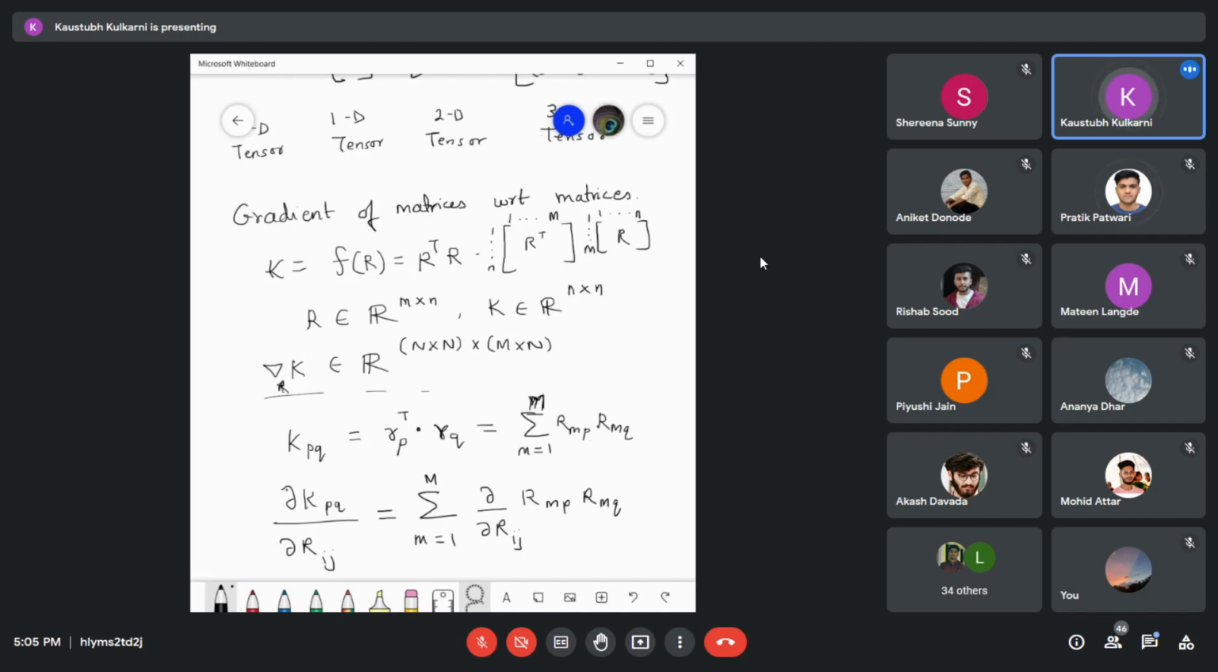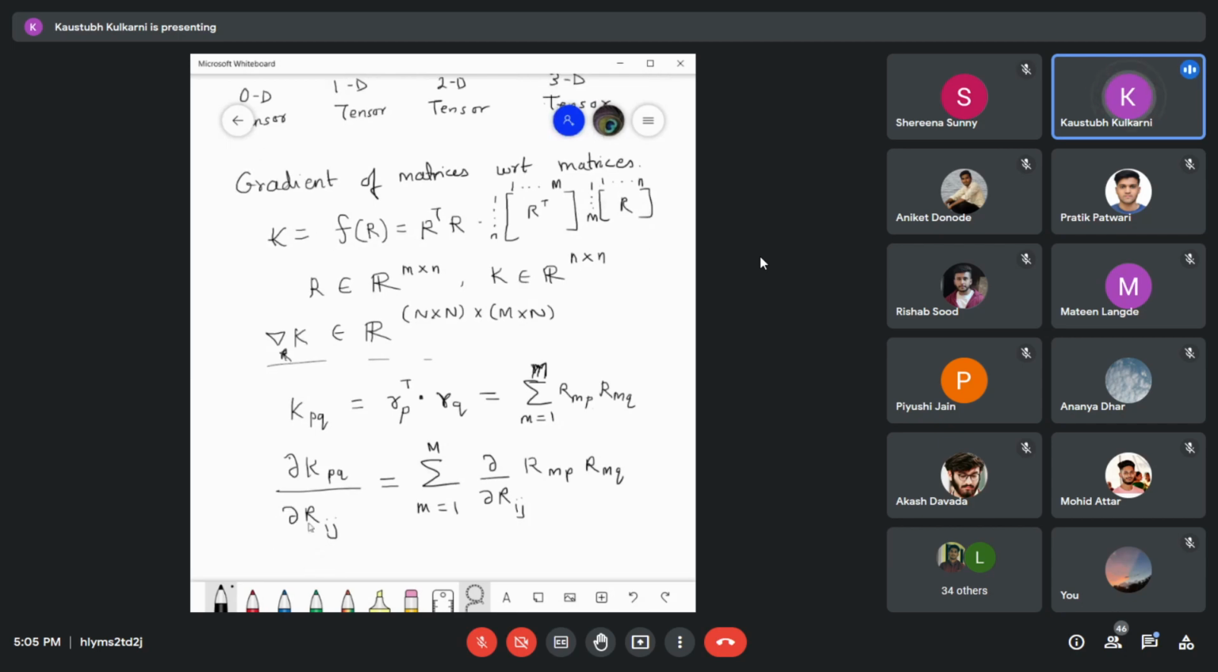And now the partial derivative of Kpq with respect to Rij. Now Rij is just one element that we are finding a derivative with respect to. So we are finding the derivative of one element of the product Kpq with respect to one element of R, that is Rij. Is the notation clear or any questions?